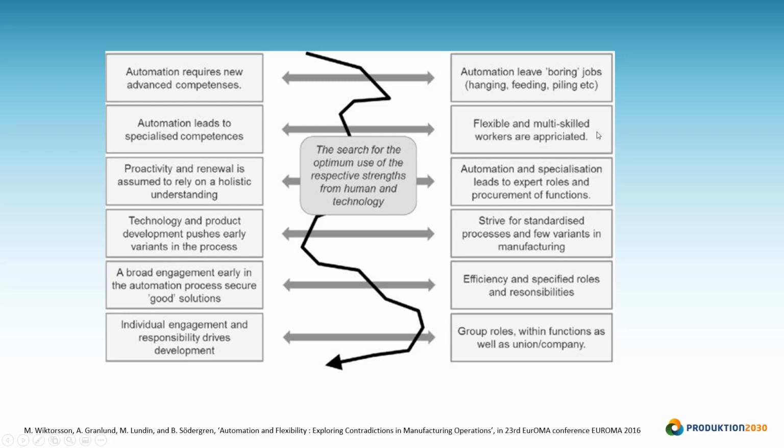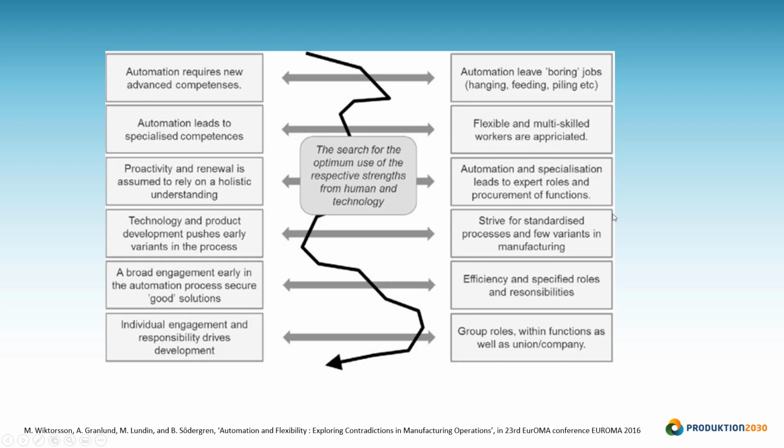Flexible and multi-skilled workers are appreciated. I think they will still be appreciated even though you have a high level of automation. You need to have the flexibility, and you need to have workers and operators that could solve problems and that could be flexible. Automation and specialization leads to expert roles and procurement functions. I will talk a little bit about automation specialization also.